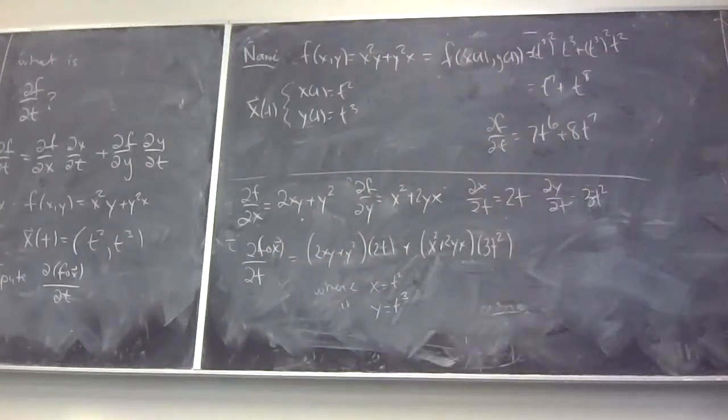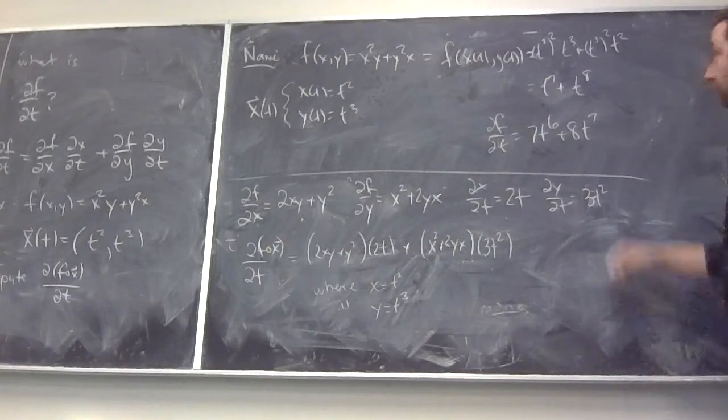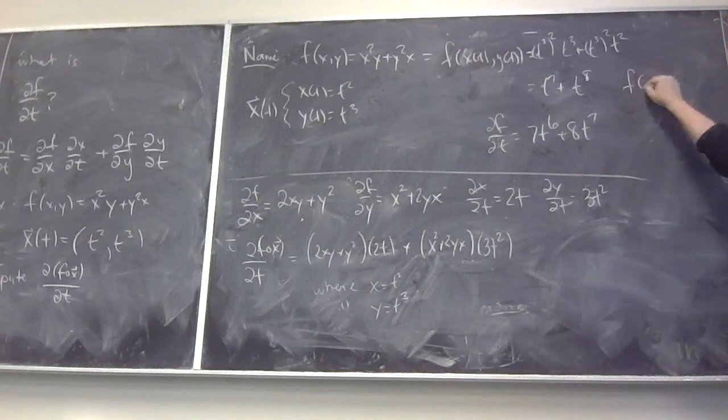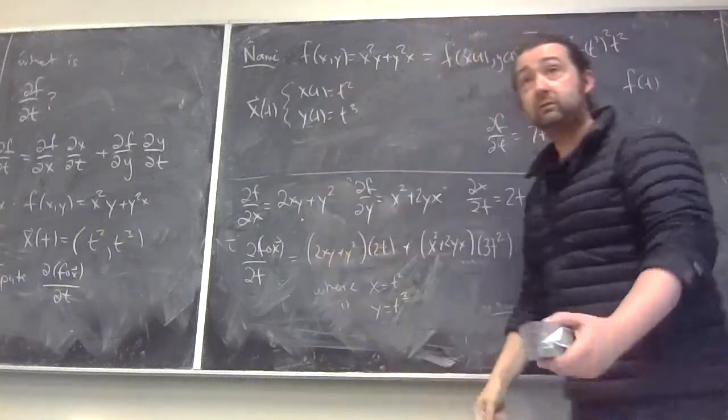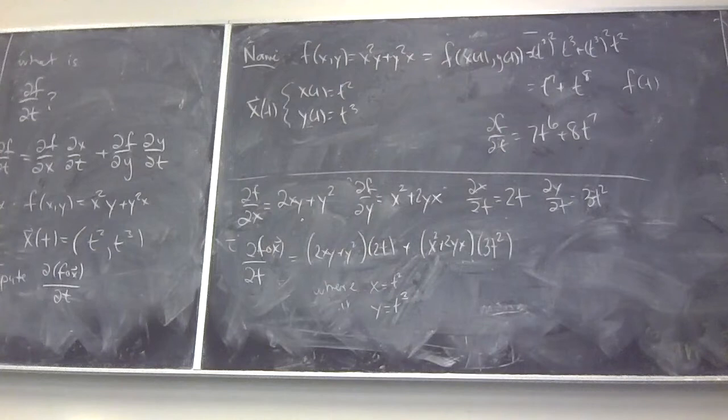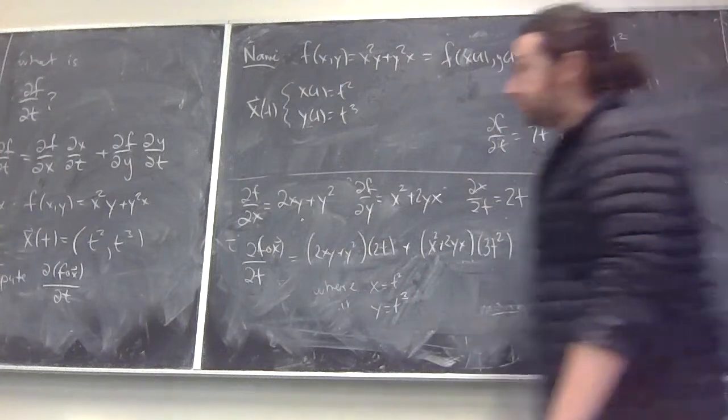Like you were saying, if you were just putting X and Y, it would be... yeah, exactly. So this one right here, I would think of as being F of T. This I think of as being F of X and Y. Okay.